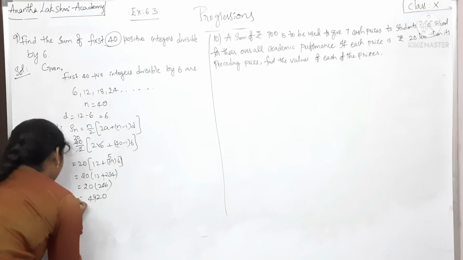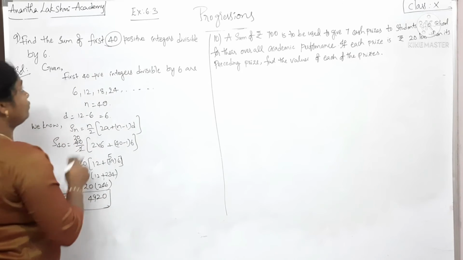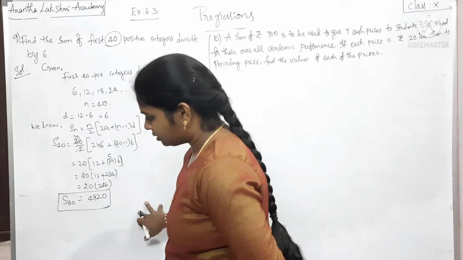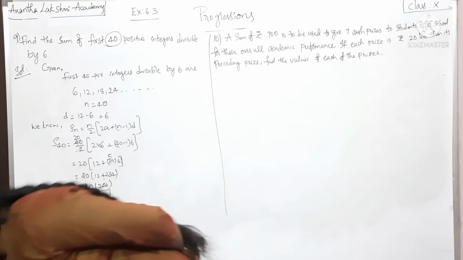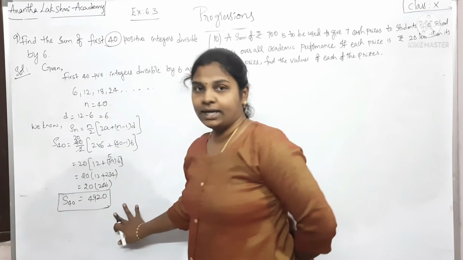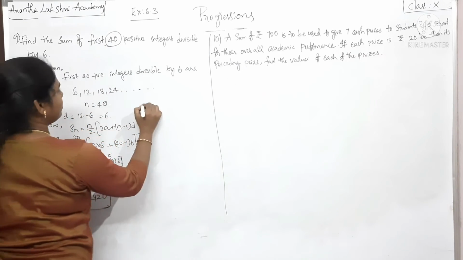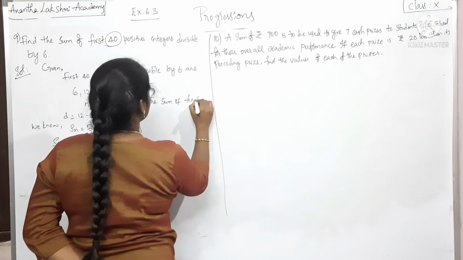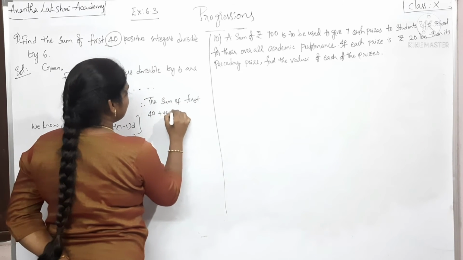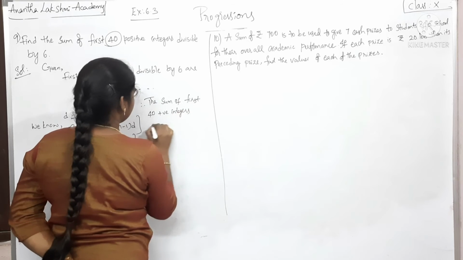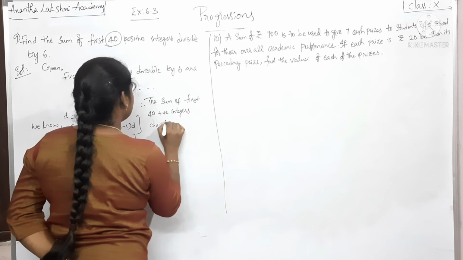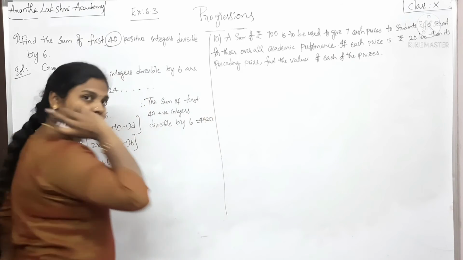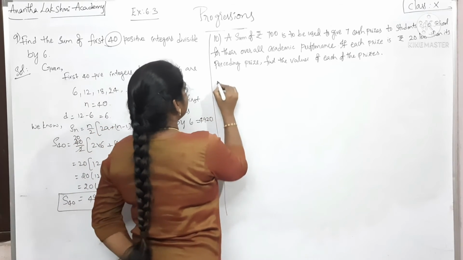The sum of the first 40 positive integers that are divisible by 6 is nothing but 4920. Therefore, the sum of the first 40 positive integers divisible by 6 is equal to 4920. Alright, so that is about the 9th problem.